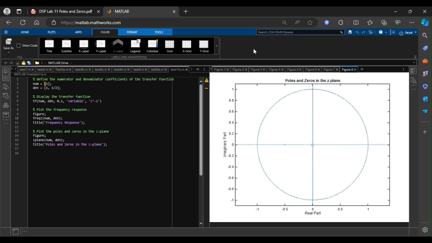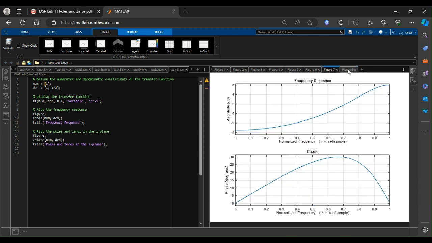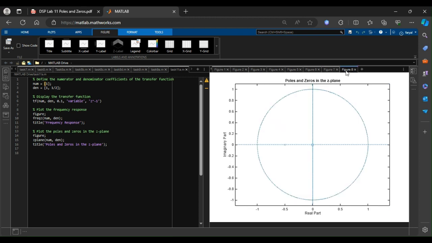Here we have a pole located at z equals minus 0.5. In the frequency response plot, we observe the magnitude and phase response of the filter. Here is the frequency response and phase response of the filter. This plot shows how the filter attenuates higher frequencies while passing low frequencies. So z equals minus 0.5 basically indicates the cutoff frequency of the filter. Since there are no zeros here, the filter does not introduce any additional resonance or null. This transfer function shows the polynomial coefficients of the numerator and the denominator.